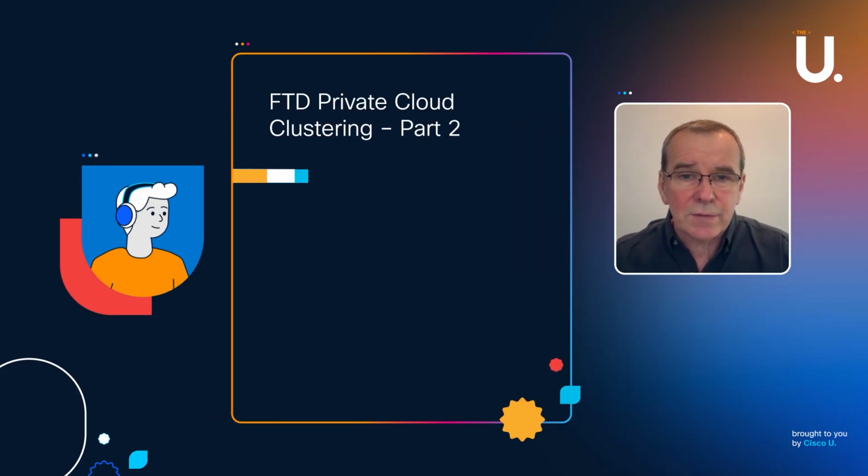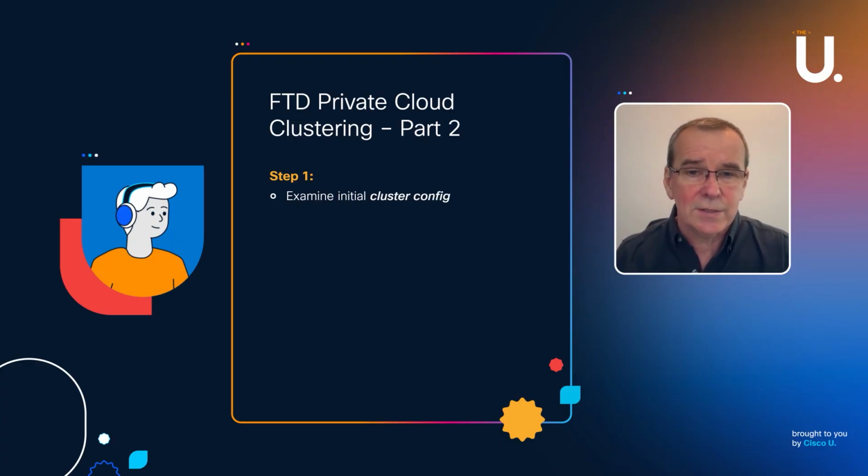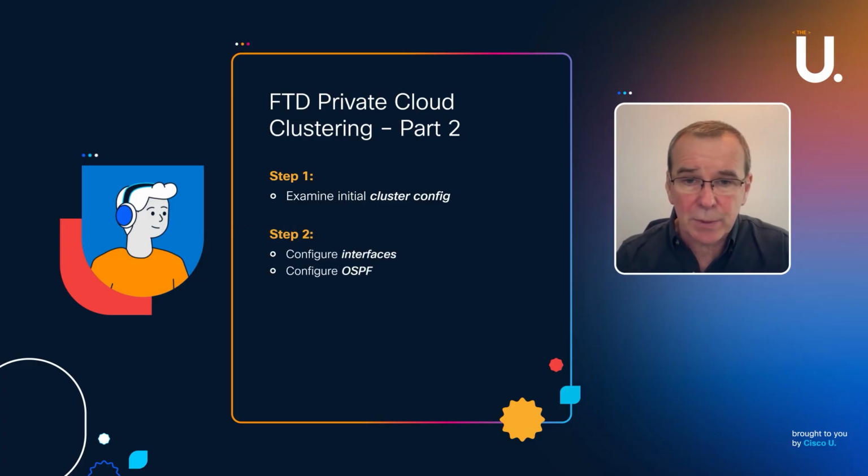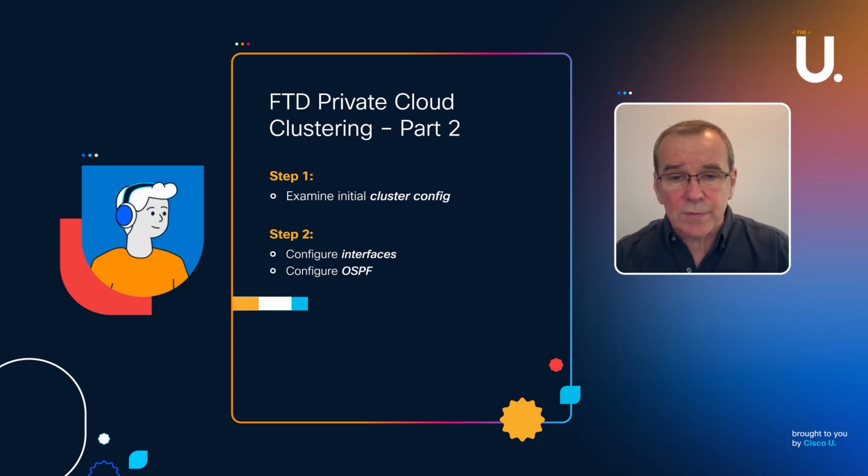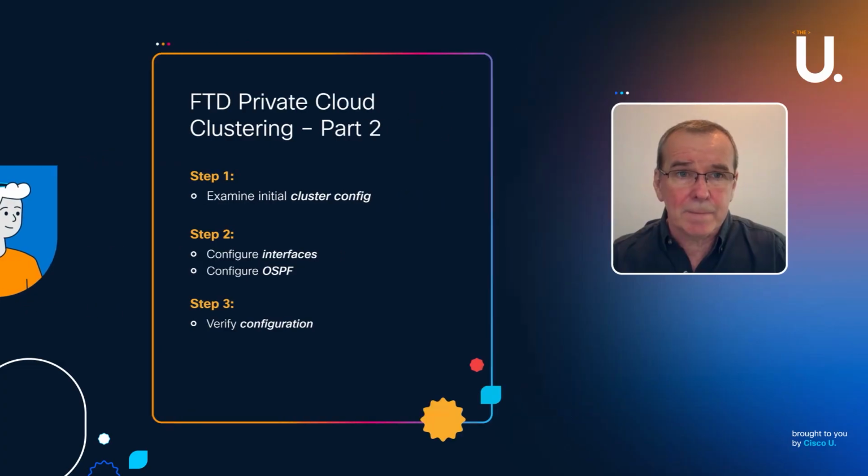So let's see exactly what we're going to cover in this demo. We're going to start off by doing a quick review of the cluster config to see who's the control node and who is the data node. And then we're going to go ahead and configure the interfaces and configure OSPF. And once we've done that, we're going to go through some tests to make sure everything is working okay.